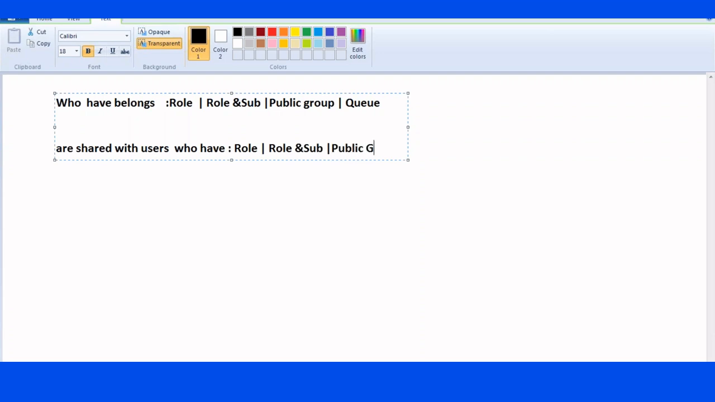So records can be shared with whom? A role and subordinate or a public group. Which records are shared? Records which are owned by a role and subordinate, public group or a queue, because the owner of the record can be a queue also. So I can share the record with a role and subordinate or a public group. With what permission? Read and write permission.